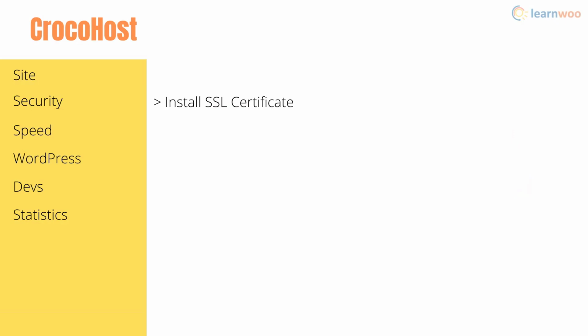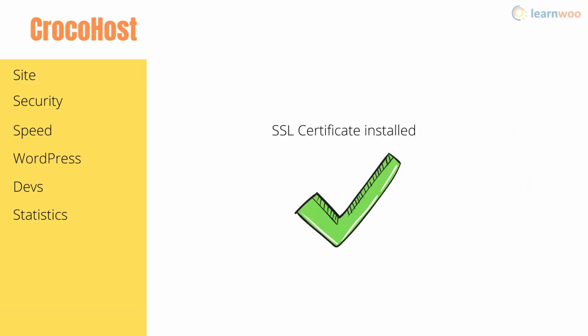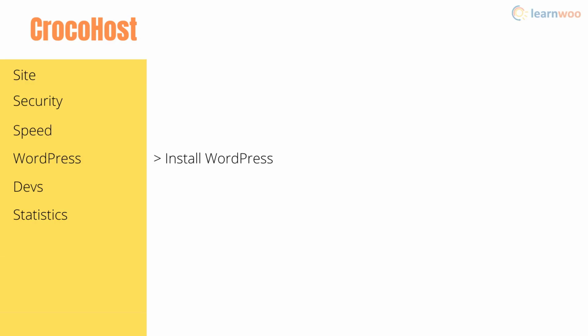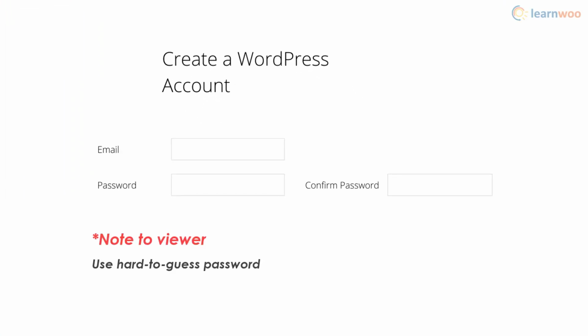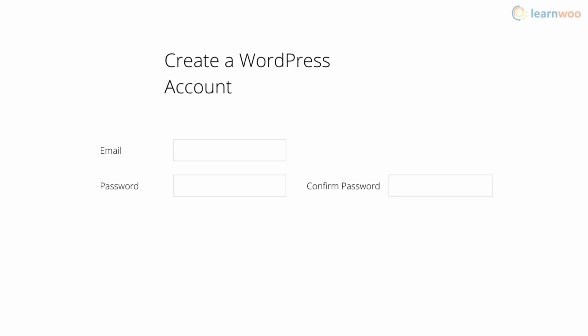Under security, you'll find something like SSL Manager that will help you install an SSL certificate within a few clicks. Next, under WordPress, a sub-tab like Install and Manage will help you install WordPress. If you don't have a WordPress account, you'll have to create a new one with an existing email and a new username and password. Use a hard-to-guess username and password and commit them to your memory as they're essential for logging in to your website's administrator dashboard in the future.